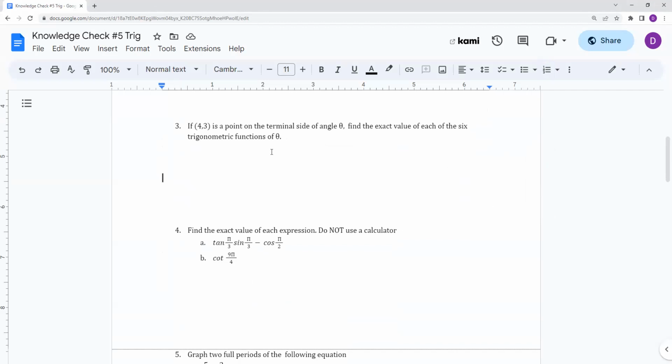Number 3 is: if (4, 3) is a point on the terminal side of angle theta, find the exact values of each of the 6 trig functions of theta. Don't go crazy with this, okay? This is not that bad. So now let's go back. I'm going to write on this, but that's fine.